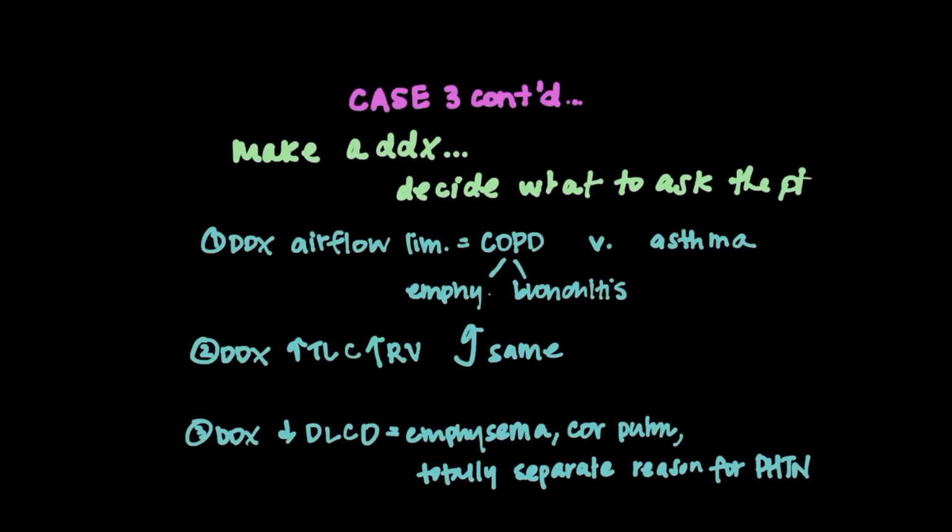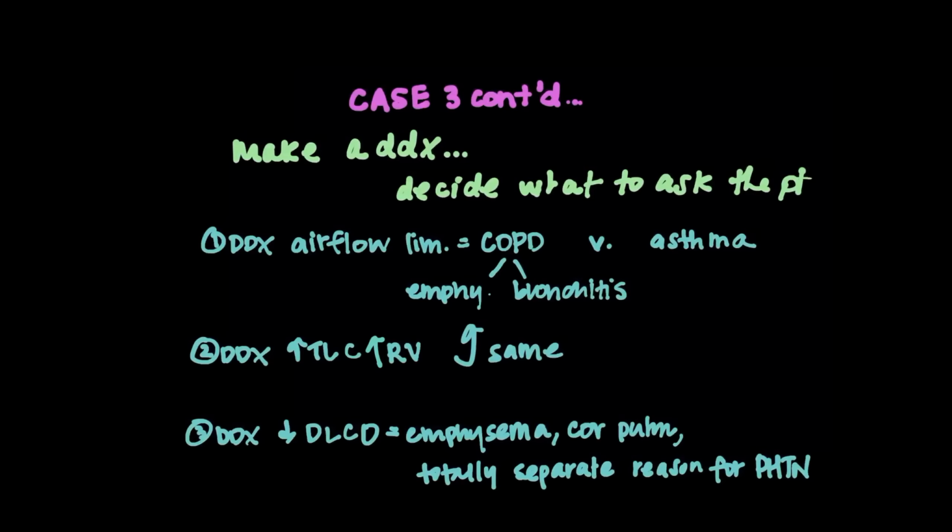And then number three, the differential for a decrease in DLCO in this patient could be emphysema, right, alveolar destruction, but also emphysema if it was causing destruction of the capillaries, and then cor pulmonale, which again is just sort of heart failure because of the lung problem, or unfortunately, and hopefully not the case, a totally separate reason for pulmonary hypertension, which would be unfortunate in this patient.